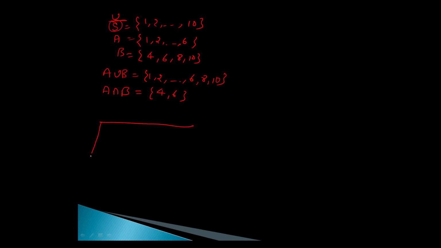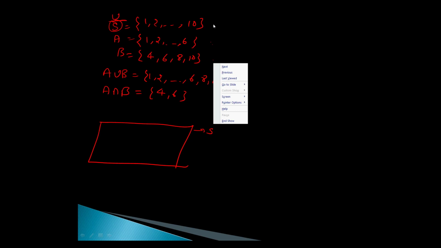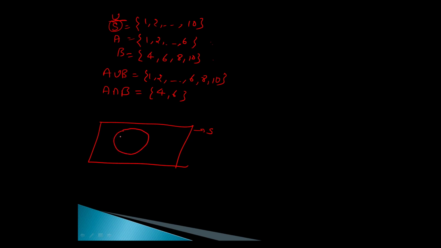Now how can we represent it? Suppose in this rectangle, sorry for the poor drawing, this rectangle represents the universal set, whether you call it S or U. Inside this we have two sets A and B, and A and B are definitely subsets of this set. Subset means some of the elements are here, not all the elements. Now when we write A, we represent it with a circle. Suppose this is set A. In this set A we have some elements: 1, 2, 3, 4, 5, 6.